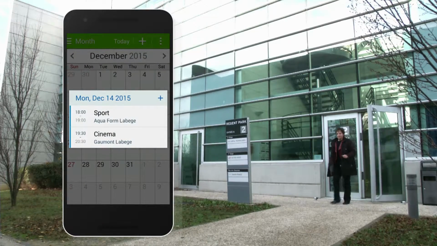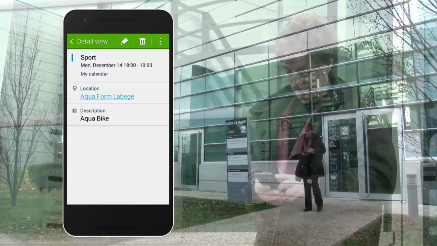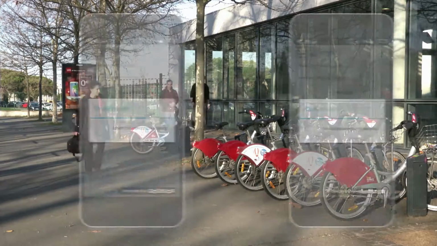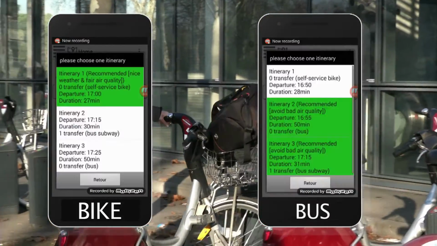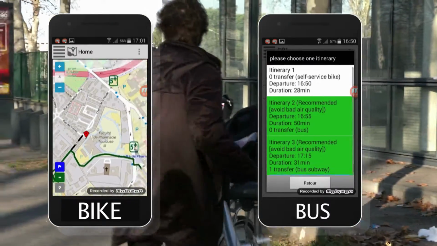Amélie comes out of her office. She goes to her gym. She asks for a route to FORMI, which suggests to go there by bike as a first choice, otherwise by bus.